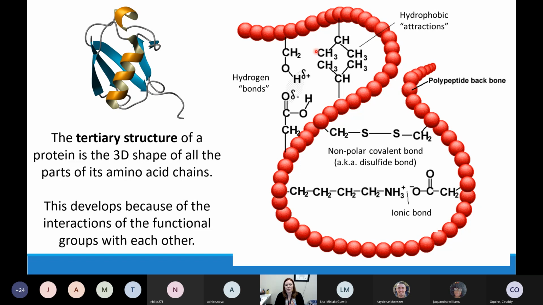Alyssa asked a quick clarifying question about our hydrogen bonds. Do we remember what personality type we mentioned would help us to form these hydrogen bonds? What personality type would be able to do this? Anyone remember?